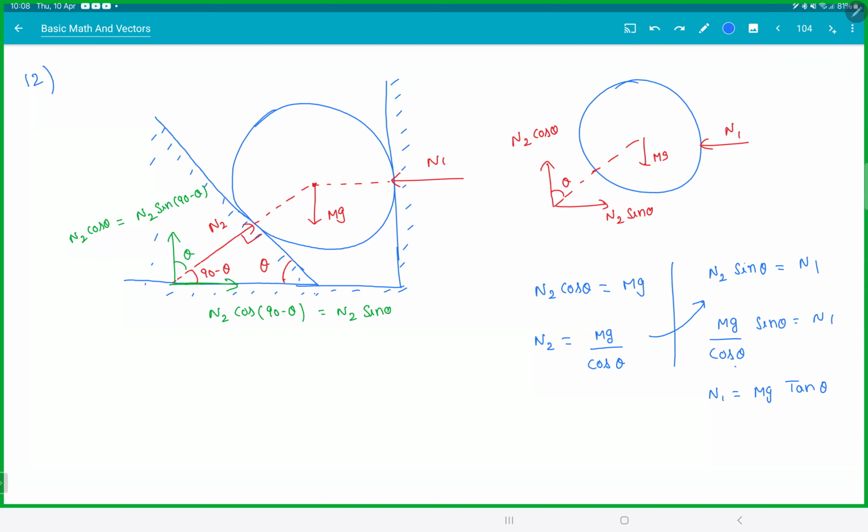Think about it. Let's see after the class if you're still confused. You need to balance horizontal forces. This one is equal to this one. Didn't you get this?